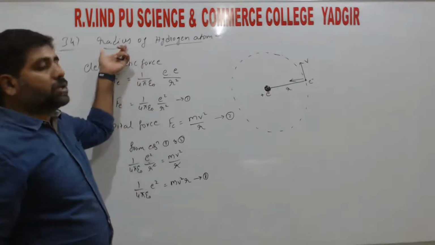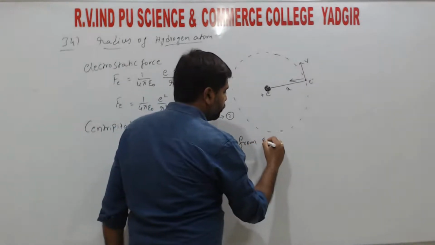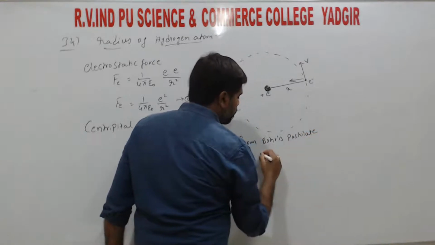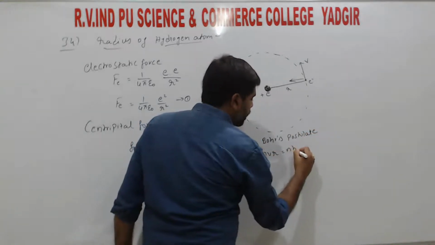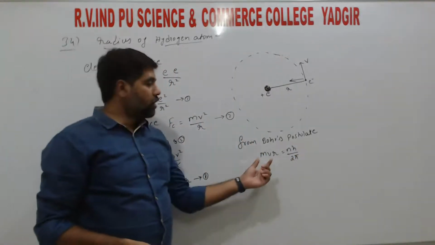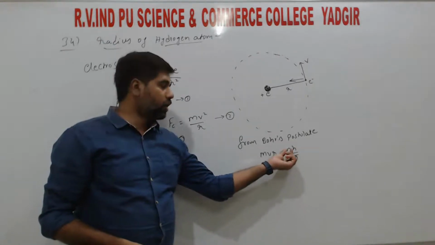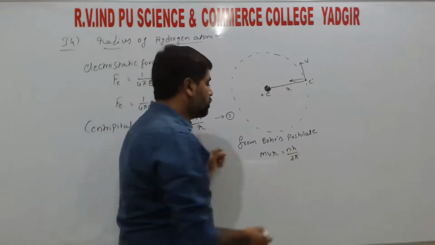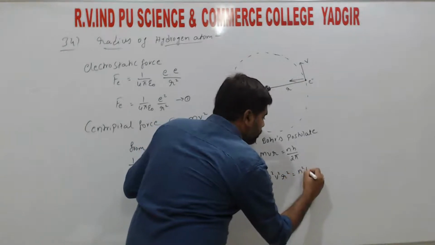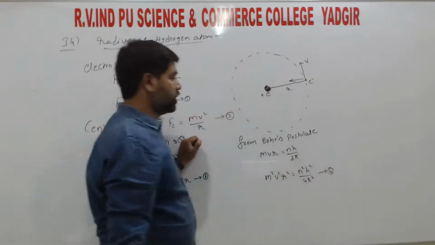So here we are going to find the radius of the hydrogen atom by using Bohr's postulate, right? So from Bohr's postulate, mvr is equal to nh by 2 pi, right? So mvr is the angular momentum. So angular momentum is an integral multiple of h by 2 pi, that is constant. So the integral multiple is the n value, right? So squaring on both sides, we get m square v square r square is equal to n square h square divided by 4 pi square, calling this one the fourth equation, right?